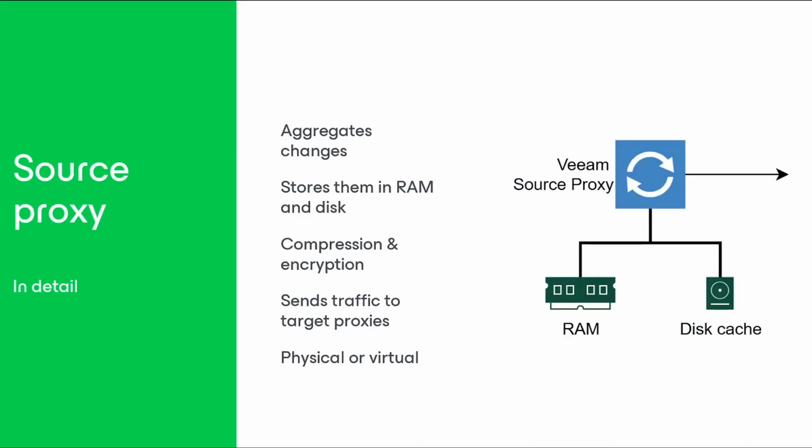Now, the source proxy. The source proxy, on the source side, aggregates all of the changes that come in, stores these changes in the RAM, processes them, and sends them to the target proxy. It's also this proxy that will compress the data and encrypt the data, and this server can be either physical or virtual, as mentioned earlier. First the data is stored in the RAM, and optionally a disk cache can be used in case we run out of memory.